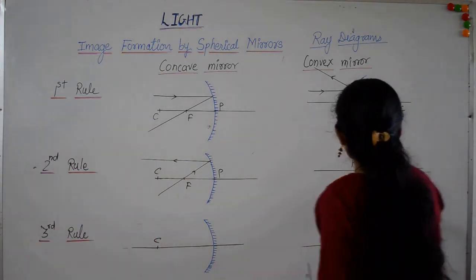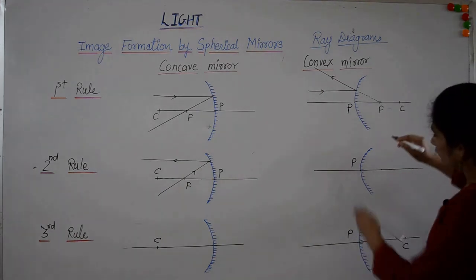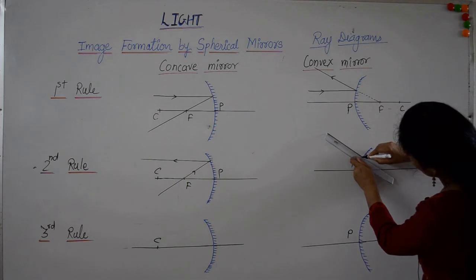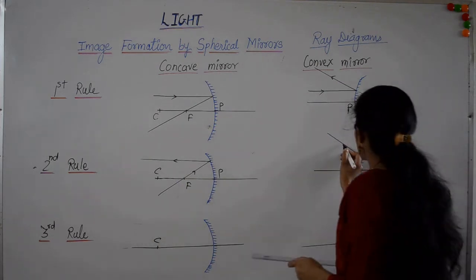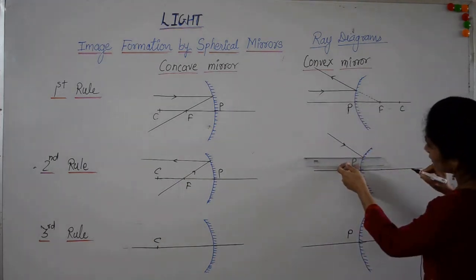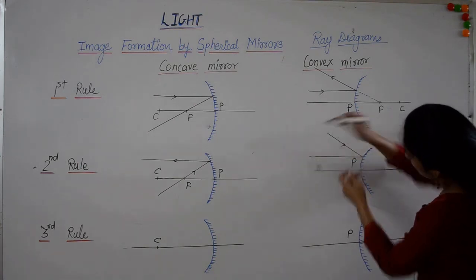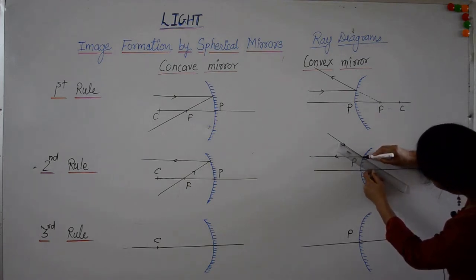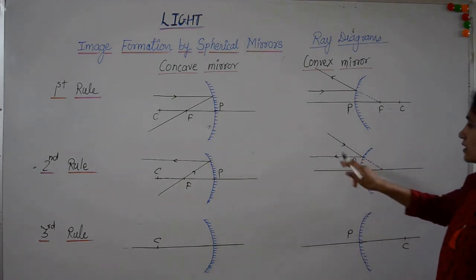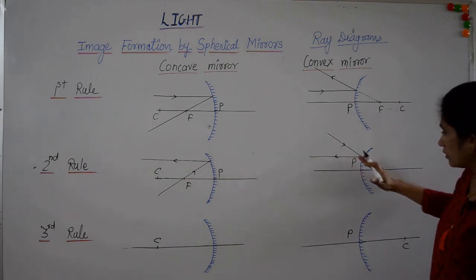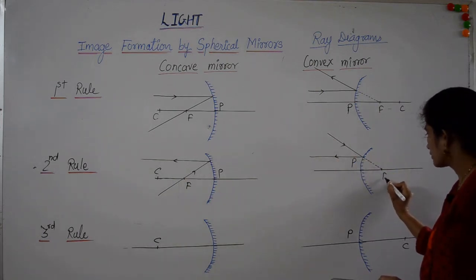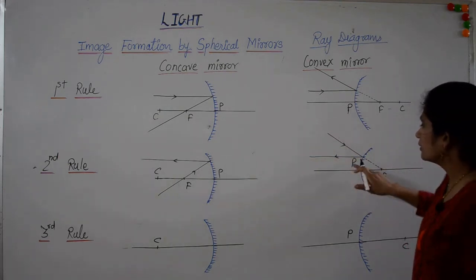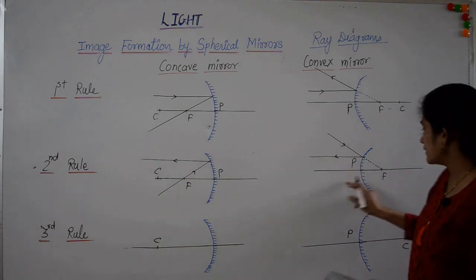In case of a convex mirror, if the incident ray appears to diverge from the focus, this is the incident ray, then after reflection it goes parallel to the principal axis. Now if you extend it, this ray appears to pass through the focus. This is the focus. So if the incident ray appears to pass through the focus, then after reflection the reflected ray goes parallel to the principal axis.